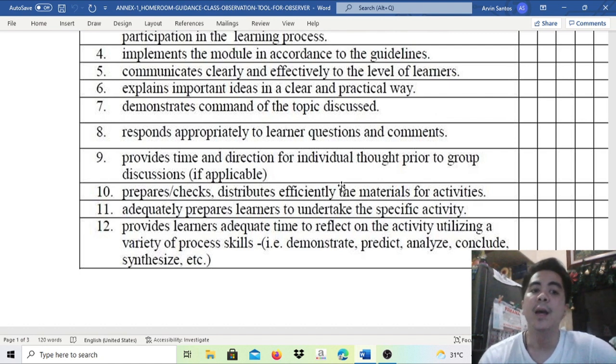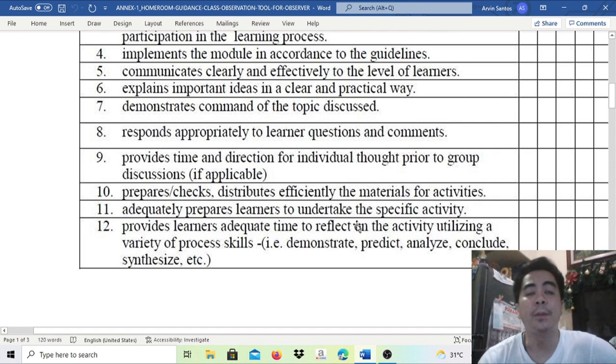Number 11, adequately prepare learners to undertake the specific activity. So, you give them time, di ba? They have their, nagkakaroon sila ng mga preparation for their activities. They do the activity well, on time, they submit it, kasama po yun doon.